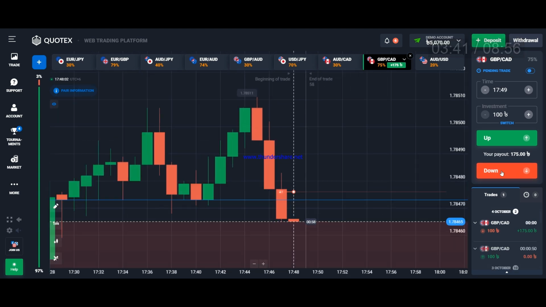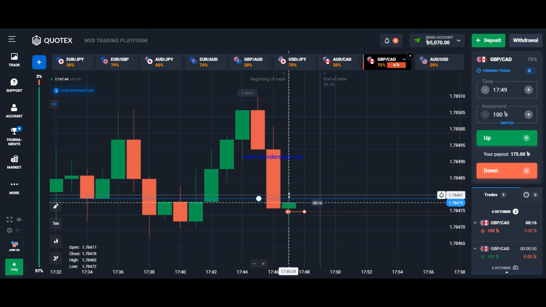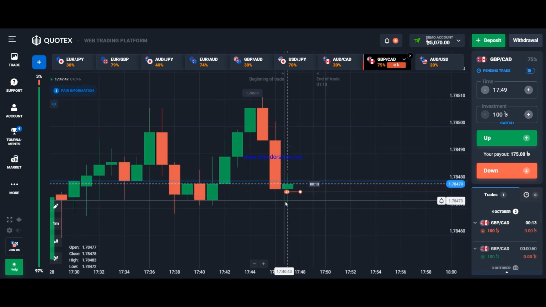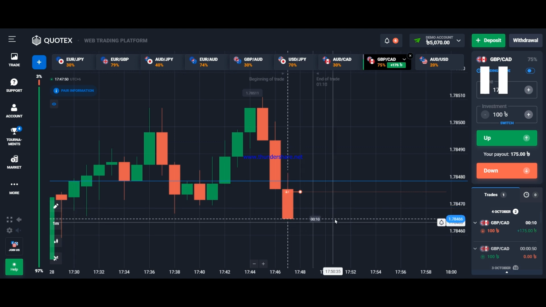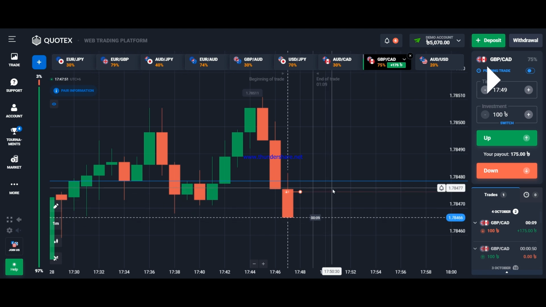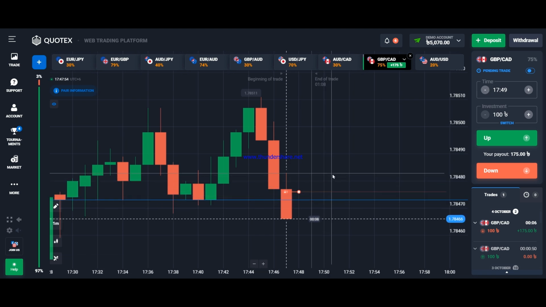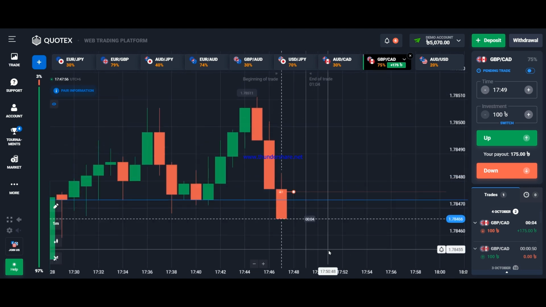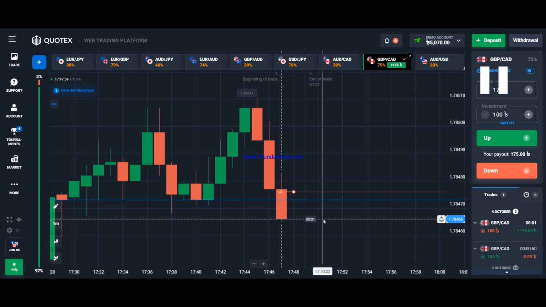Alright, so I placed my trade for the down option here because you can see that after breaking the higher low point, when the seller's entry came and broke this higher low point, there was no buyer's entry or push that happened, and no buyers tried to push the candle above this level. See, the buyers are very weak here.